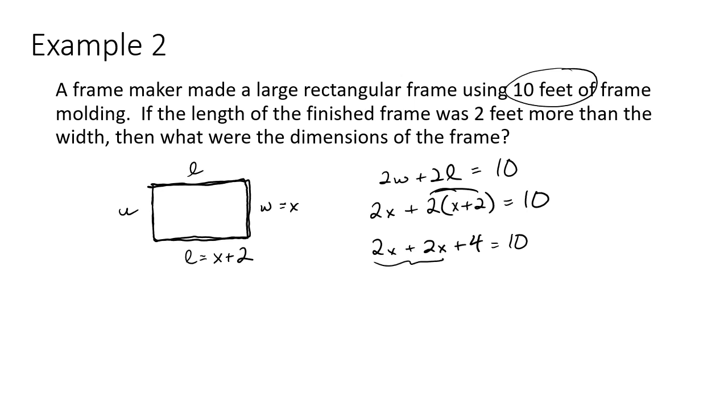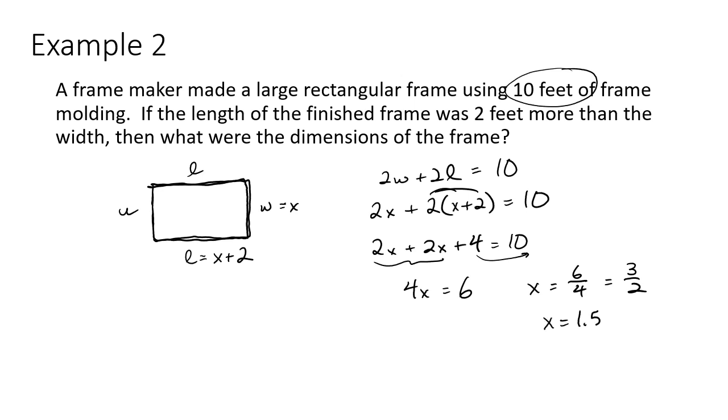I'm going to combine like terms. 2x plus 2x is 4x. Subtract this 4 from the other side. 10 minus 4 would give us 6. So x would be equal to 6 divided by 4, or if we reduce, 3/2. So let's turn this into a decimal to make the next part a little bit easier.